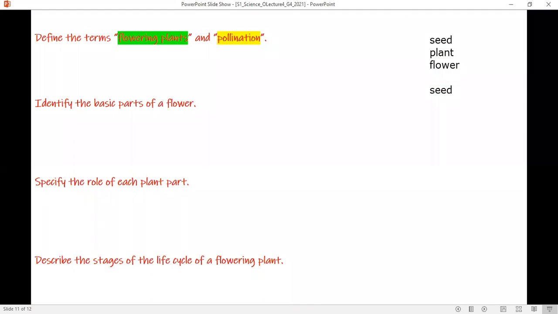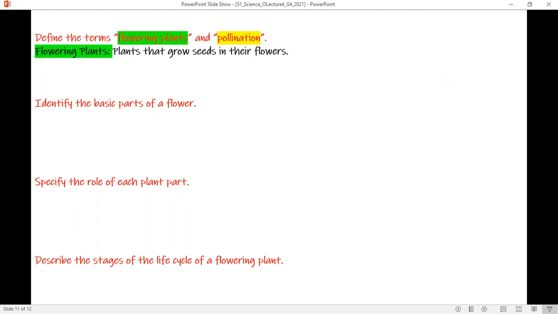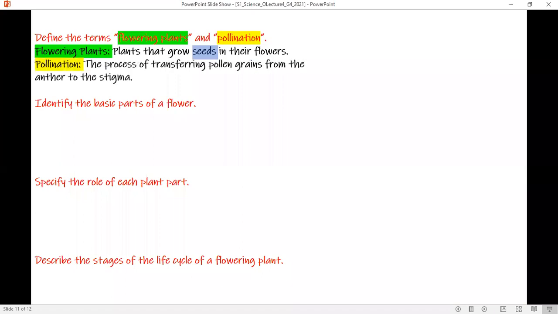Let's make a quick revision about what I said. Flowering plants are plants that grow flowers. The flowers will help them make seeds. So we can now define flowering plants as plants that grow seeds in their flowers. Pollination is the process of moving pollen grains from the anther to the stigma. This step can be done by pollinators or pollen helpers, such as bees, bats, birds, or the wind.